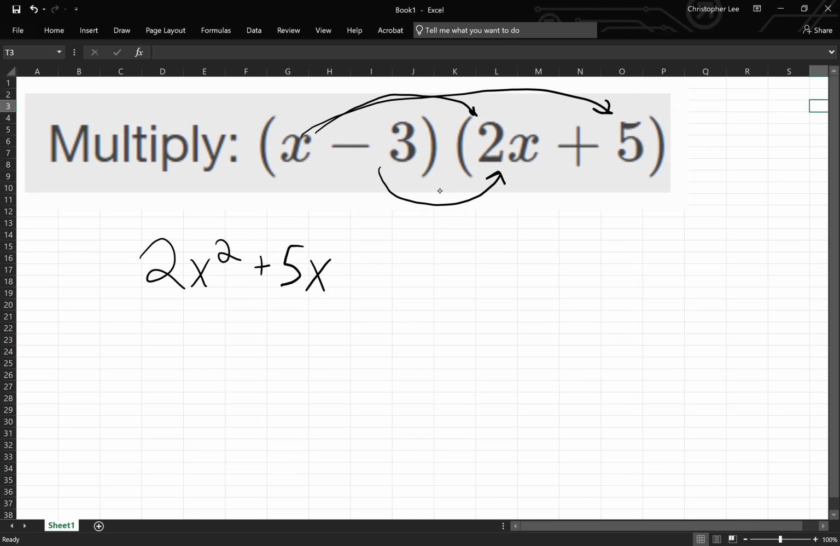After you get to this step, remember that you want to combine like terms. It's a fancy way of saying add, right? So this becomes what? 2x squared minus x minus 15. And boom, that's my answer. Questions on this? Anybody? It's just multiplying two binomials. That's all that is.